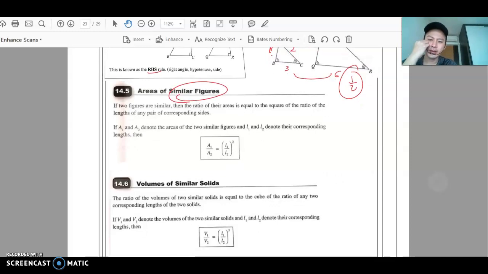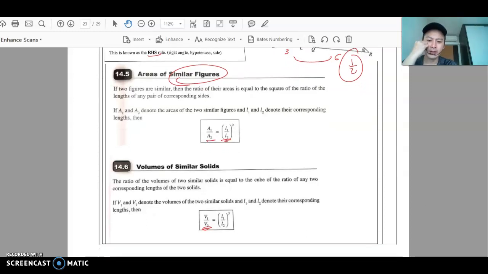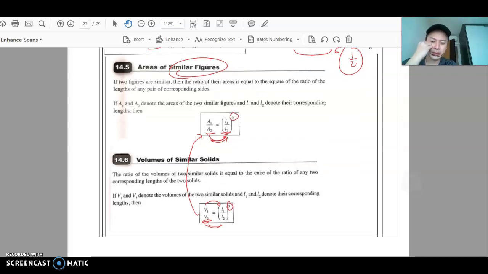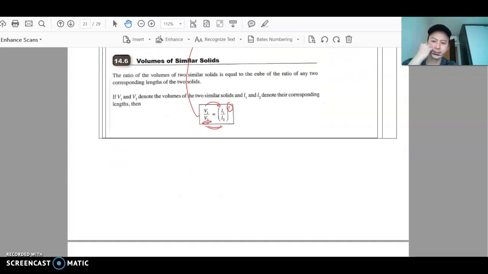For similar figures, when they compare the area, the length, and the volume, or even the mass, you have to remember that it is L1, L2, A1, A2, and V1, V2. There's no direct link from V to A, so you need to always link back to L. Volume and length is cube. Area and length is square. So you need to do them separately.